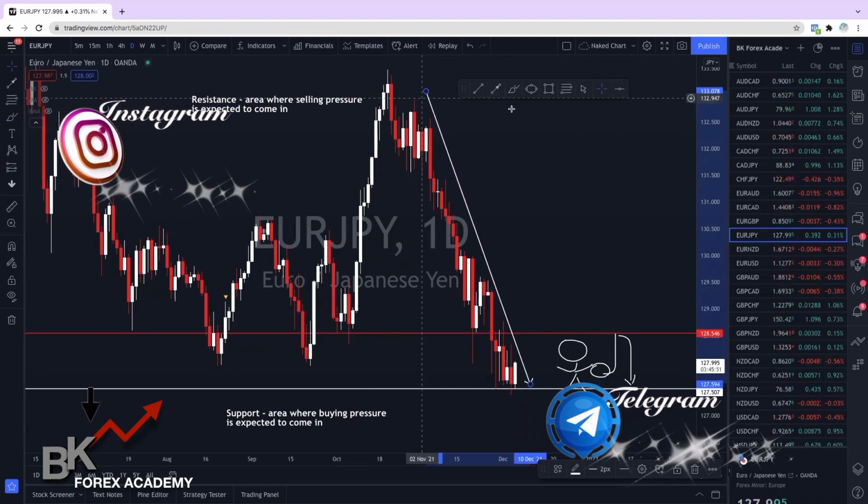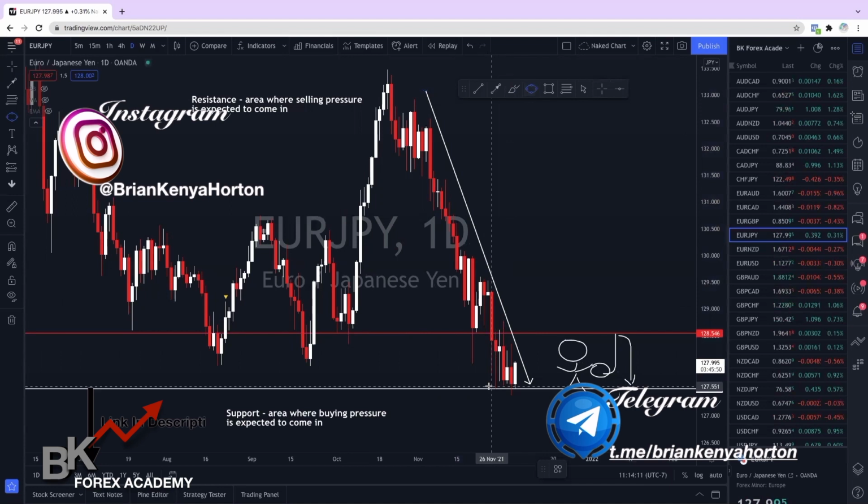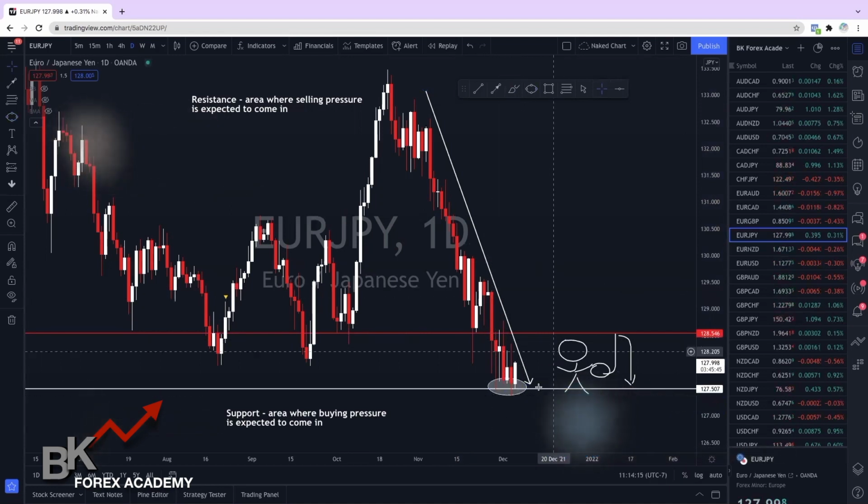Look how many times the market has tested this area. So when you are looking at support, you really want to find areas where the market has rejected it multiple times, respected it, come back to it. These are areas where we're going to expect the market to potentially reverse.